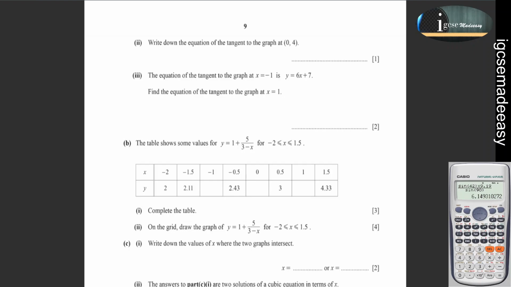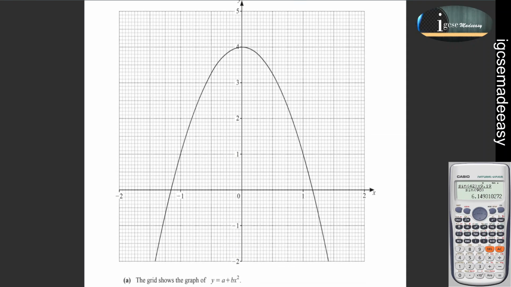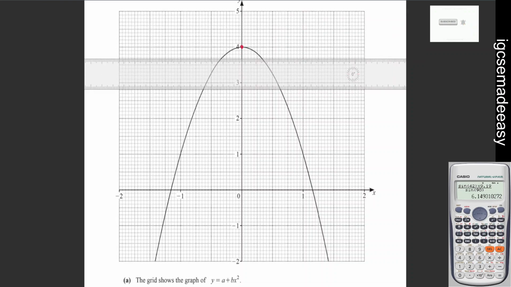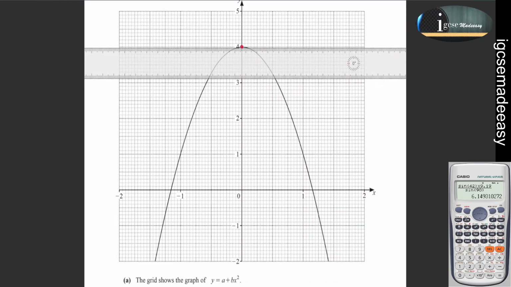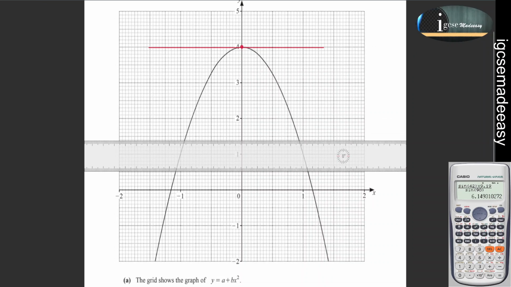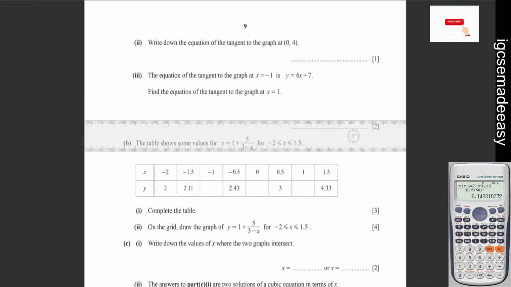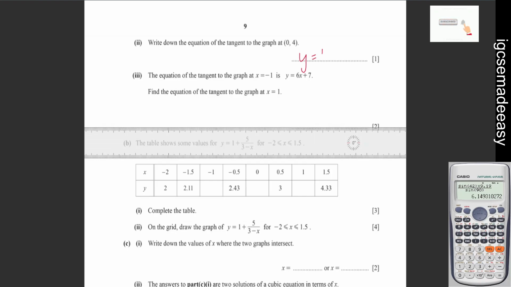So (0, 4), the point is here. 0 is the x-coordinate and 4 is the y-coordinate. So this is the point. We have to draw a tangent at this point and name this tangent. You know that this is actually the line y equals 4. So we will write the answer as: the equation of the tangent is y equals 4.